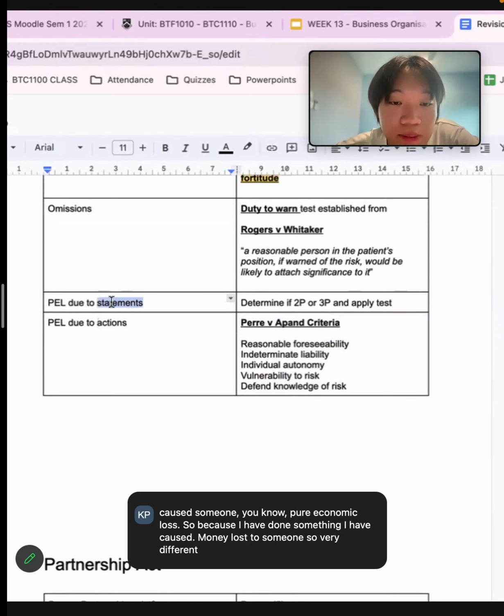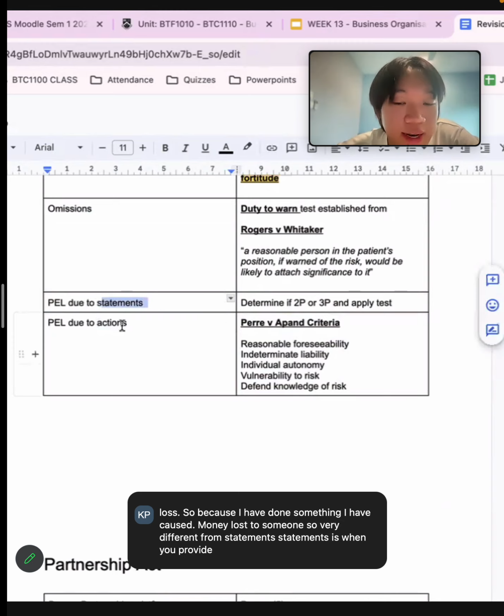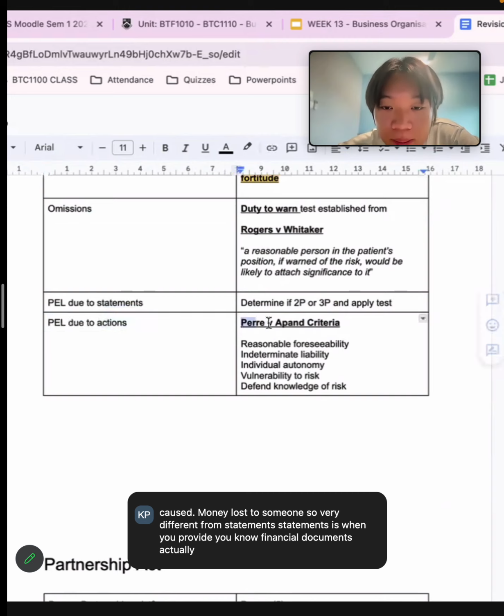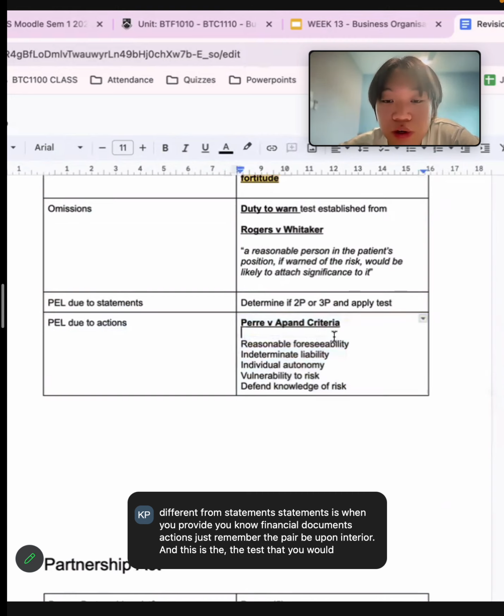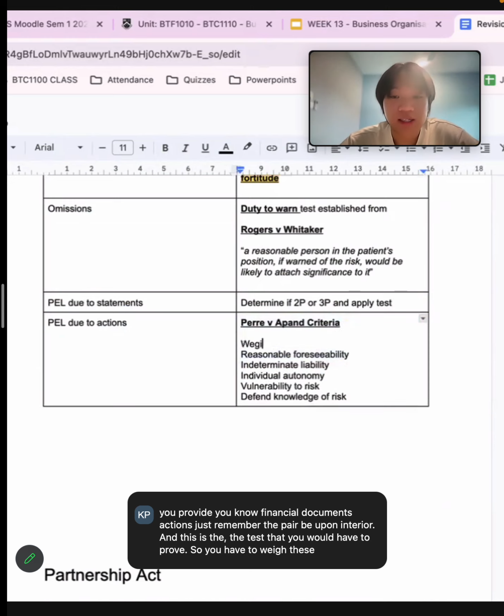So very different from statements. Statements is when you provide financial documents. Actions, just remember the Perre v Apand criteria. And this is the test that you would have to prove. So you have to weigh these 5 factors.